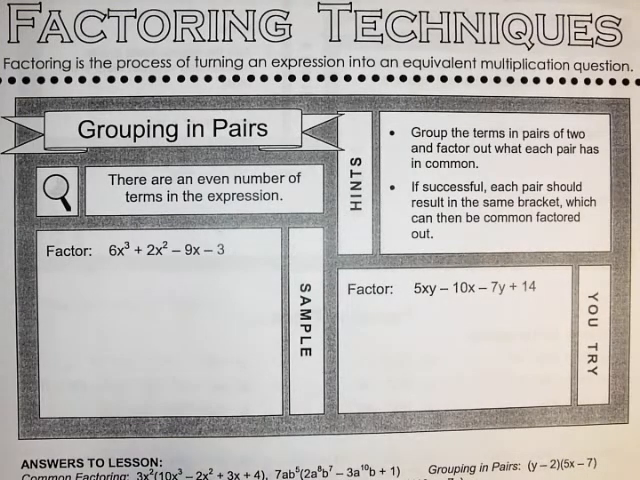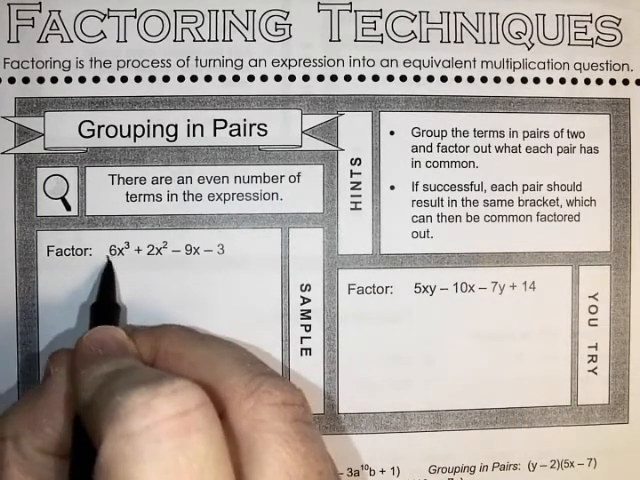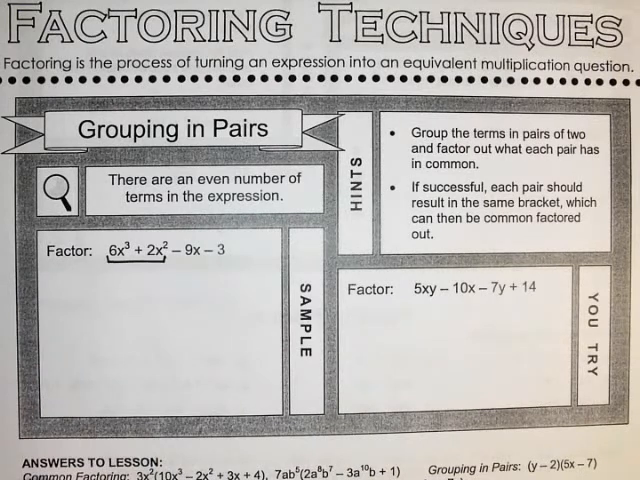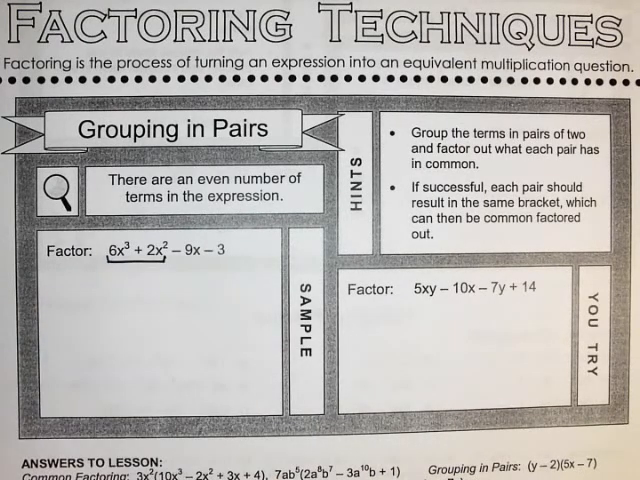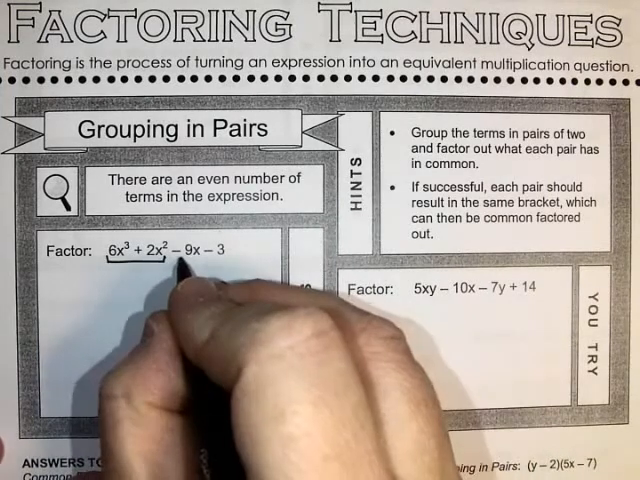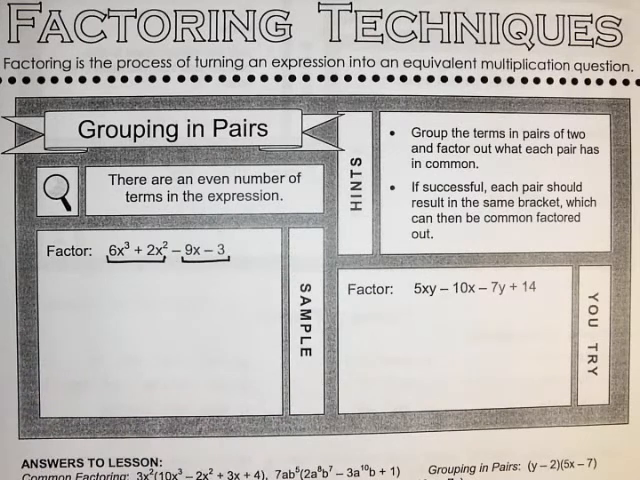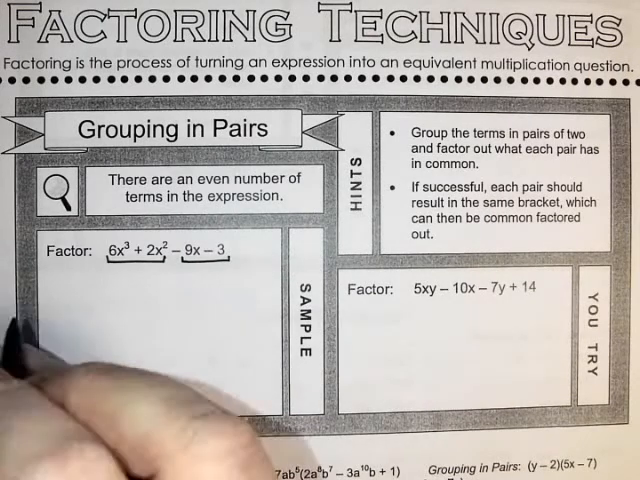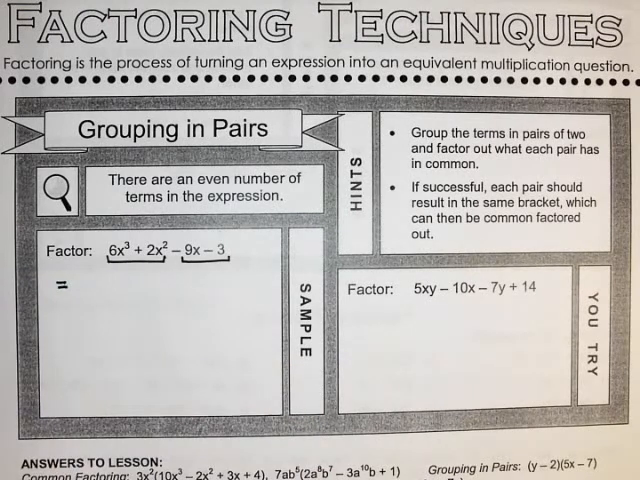I think I'm going to just leave them in the order that they are, but I have 6x cubed and 2x squared. Those both divide by 2, and they both have x's, so they definitely have something in common. And then if I look at the last two terms, they both divide by 3, and that's good enough. So what we're going to do is common factor out what each pair has in common.